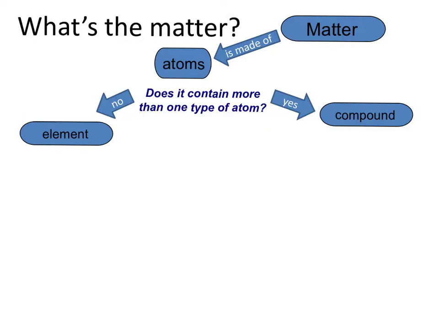So far we know that if something has matter, then it must be made of atoms. There are two basic categories for all matter: those that are made of the same type of atom, one type of atom, or those that are not. So if all of the atoms inside a chunk of matter are of a single type, then we can call that matter an element. If it contains atoms of different types, then we call that a compound.